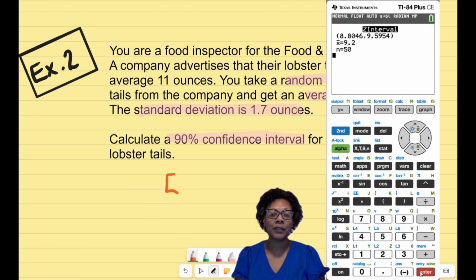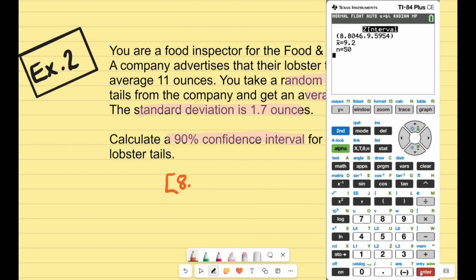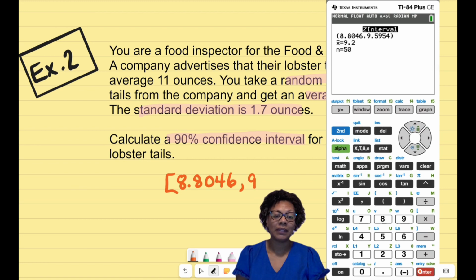The confidence interval is going to be 8.8046 and 9.5954.